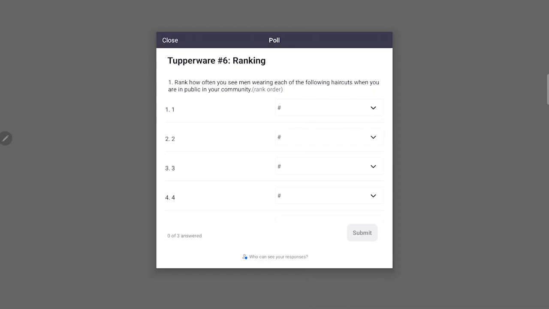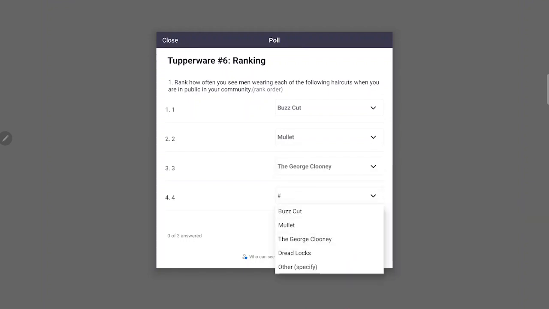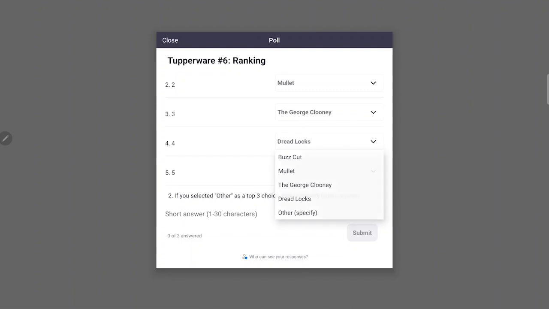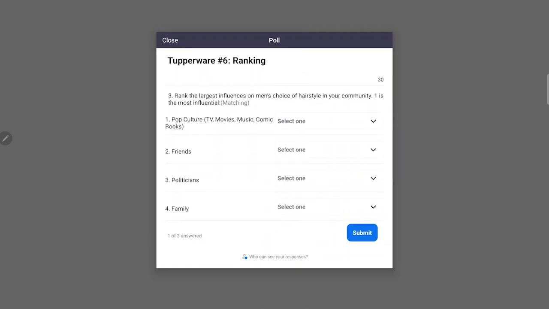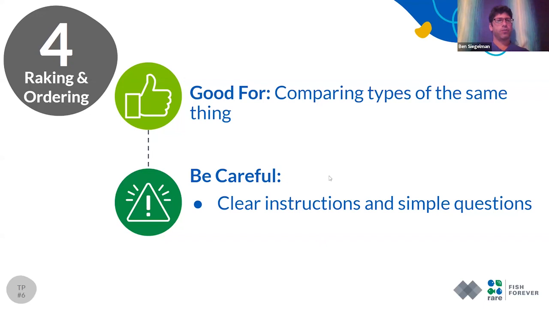And we want to define the ranking system. We can't just assume that they're going to put 1 as the most common, right? So we need to tell them 1 means most frequent, et cetera. And so that's why I like the second question better, because it defines the ranking system and it's a much simpler type of question. Just rank the largest influences. Okay, I can get that. It's easier to answer.